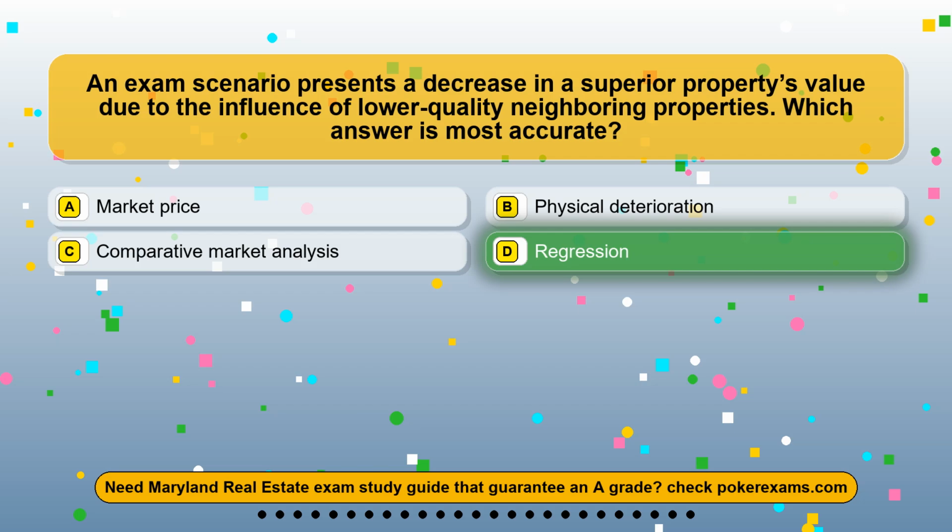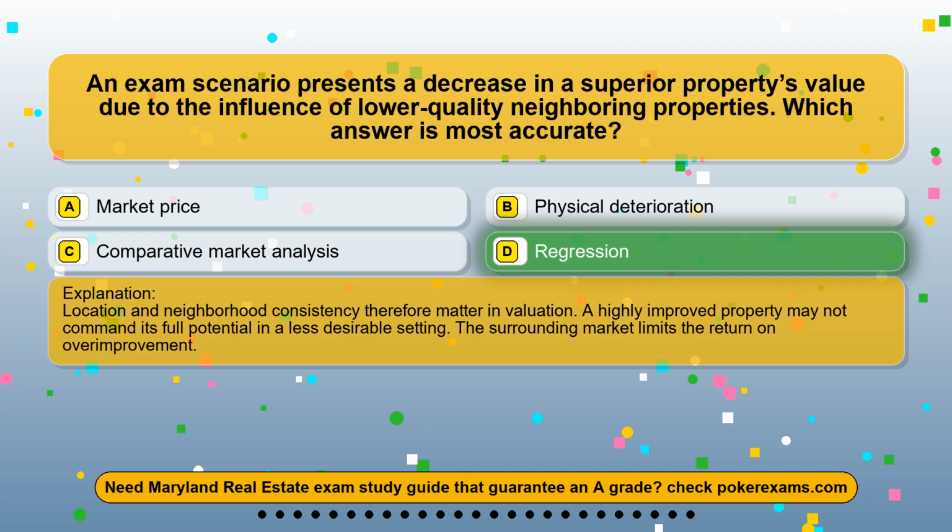The correct answer is option D, regression. Location and neighborhood consistency therefore matter in valuation. A highly improved property may not command its full potential in a less desirable setting. The surrounding market limits the return on overimprovement.